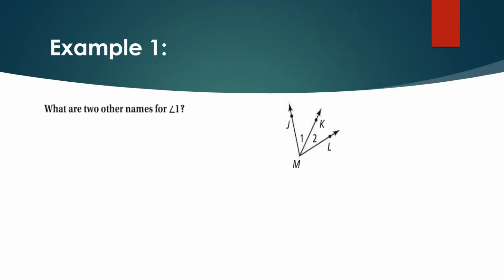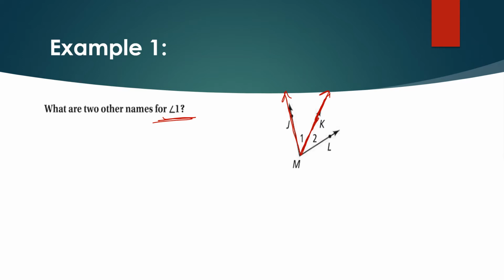Example 1, so they're asking what are 2 other names for angle 1? So I'm going to go ahead and just highlight the angle that I'm talking about. So they're talking about angle 1 here, and that is going to be my red angle. So I can't use the number method because they've already called it angle 1.